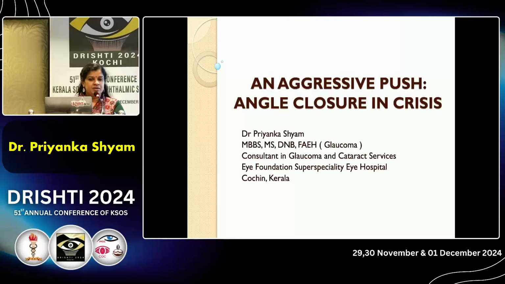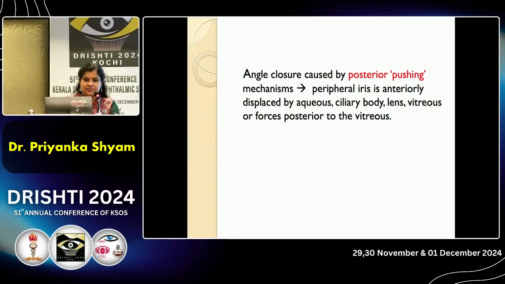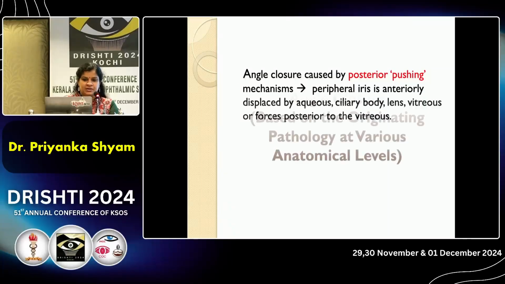Good morning, everyone. I am Dr. Priyanka, and I am going to talk on aggressive push angle closure in crisis. So, the angle closure caused by posterior pushing mechanism is mainly caused by the peripheral iris being anteriorly displaced by aqueous, ciliary body, lens, vitreous, or forces posterior to the vitreous.